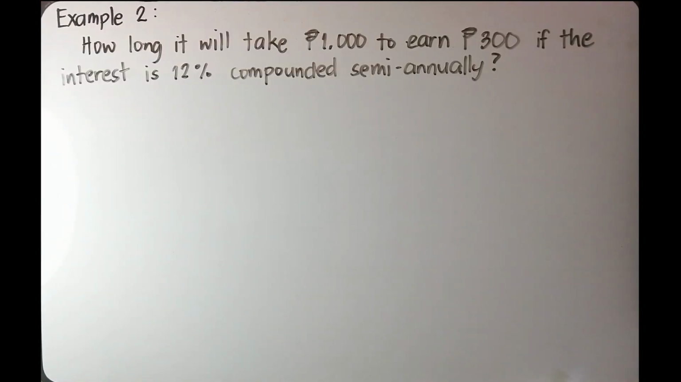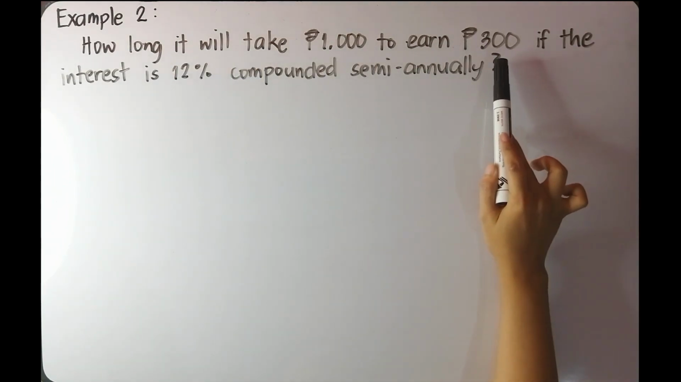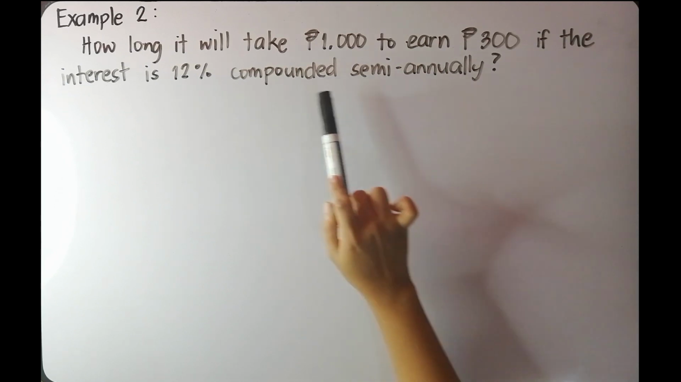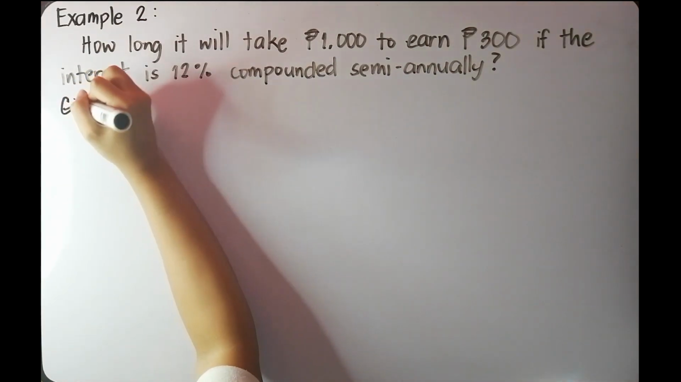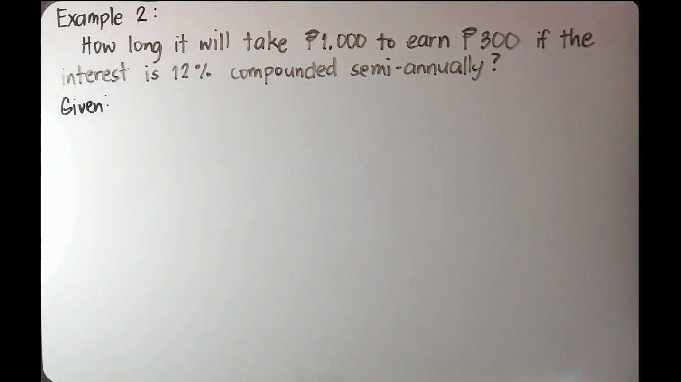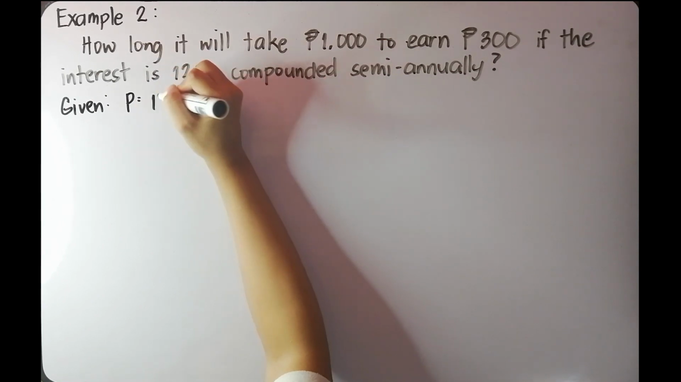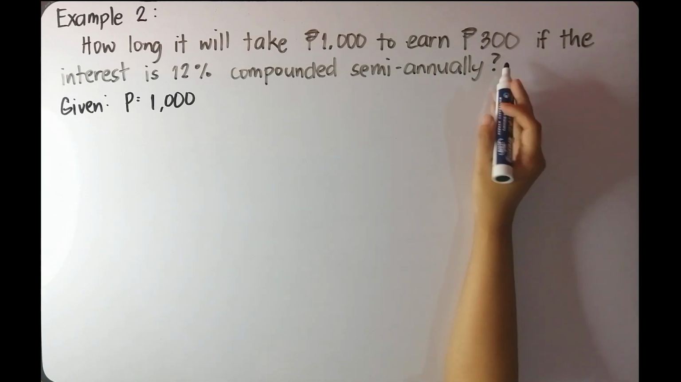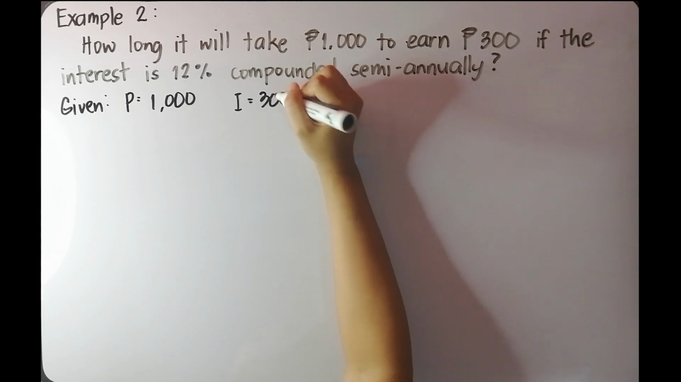So let us have this second problem. How long will it take 1,000 pesos to earn 300 pesos if the interest is 12% compounded semi-annually? So we have to determine first our given. The given in this problem, we have the principal value, which is 1,000 pesos. We have to earn 300 pesos, which is our compound interest.